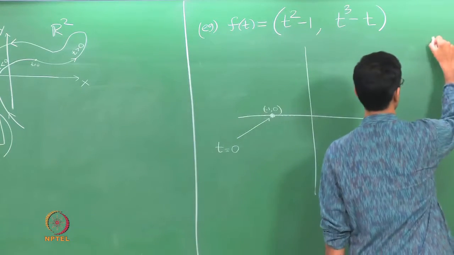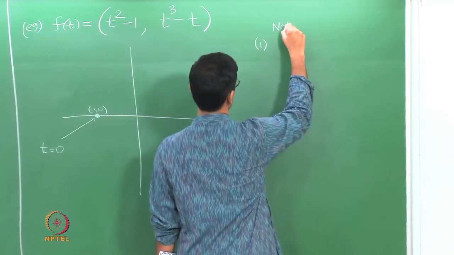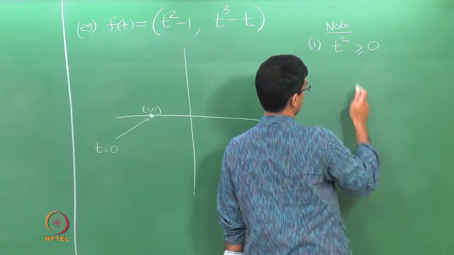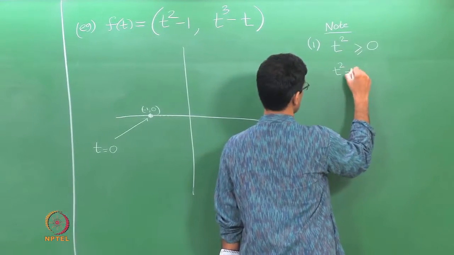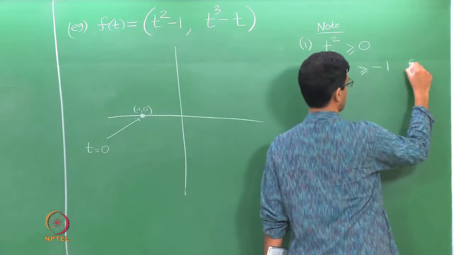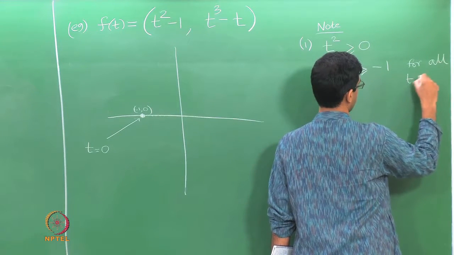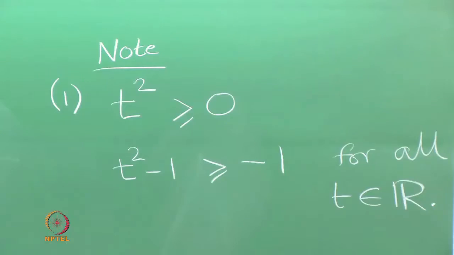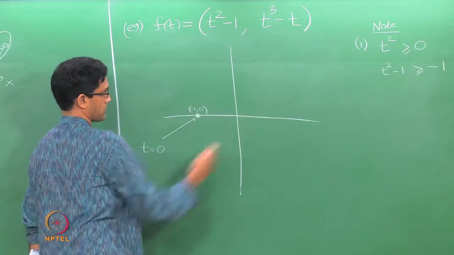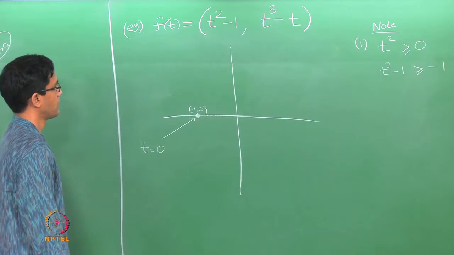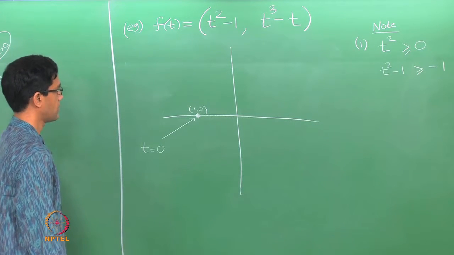So here are various points to note. Let us see what all we can deduce. T square is always greater than or equal to 0 no matter what t is, positive or negative. In other words, t square minus 1 is at least minus 1, okay, for all values of t, for all t in real numbers. So this of course means that this particle behaves in the following manner: the x coordinate is always minus 1 or higher. Okay, it is always to the right of this point minus 1, 0 if you wish. Okay, so that is something to keep in mind.